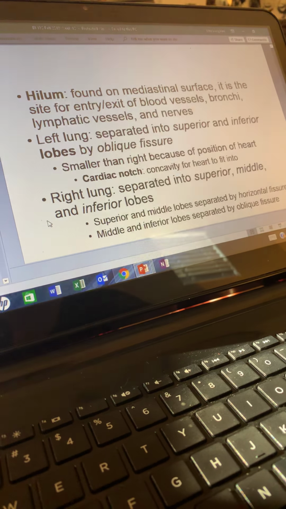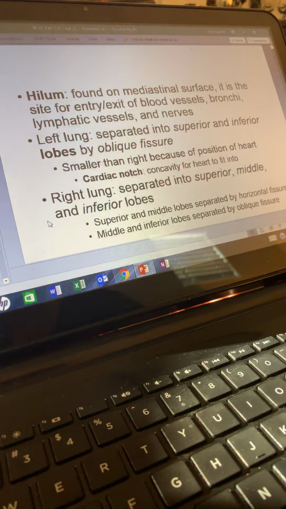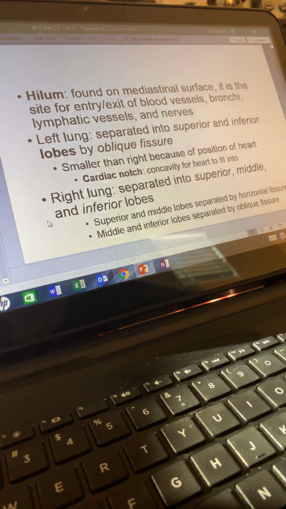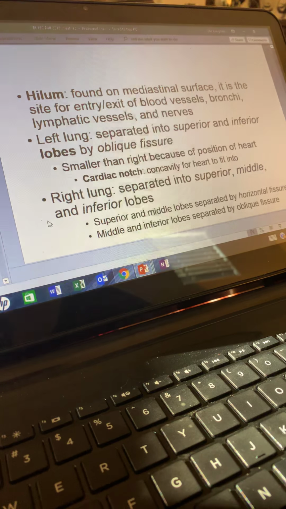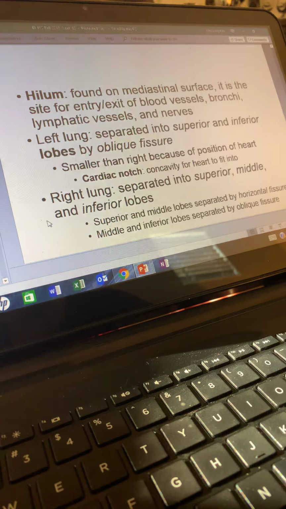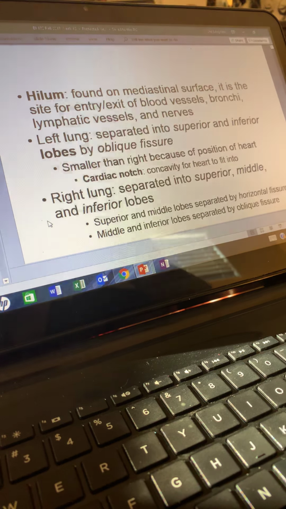Okay, so left lung and the right lung. The left lung is separated into superior and inferior lobes by the oblique fissure. Please be mindful of these words. So you have the superior and inferior lobes. Left lung has 2 lobes, right lung has 3. The left lung is smaller than the right because of the position of the heart.